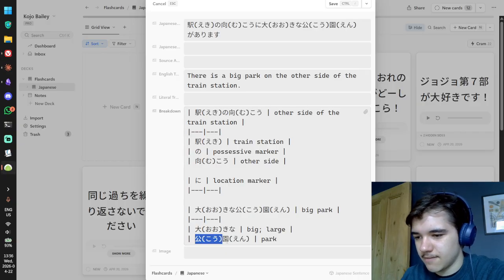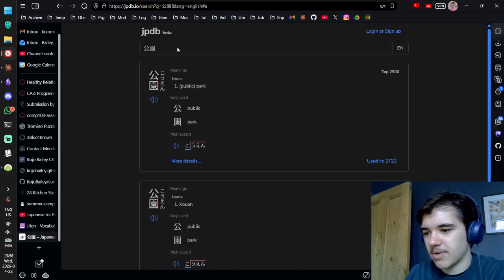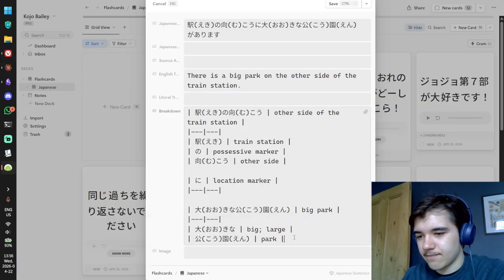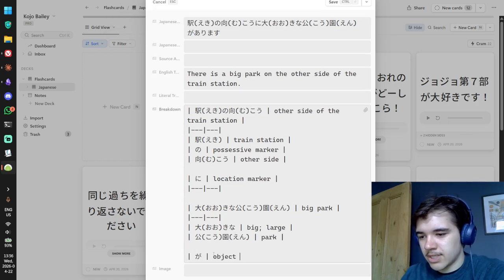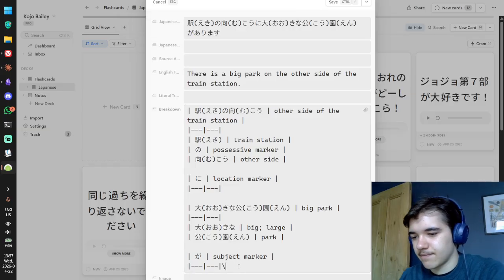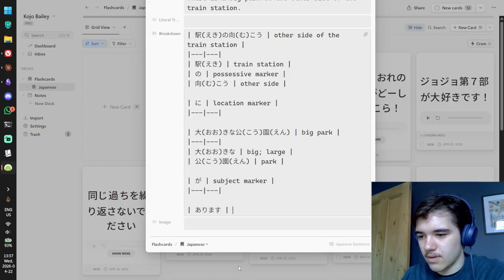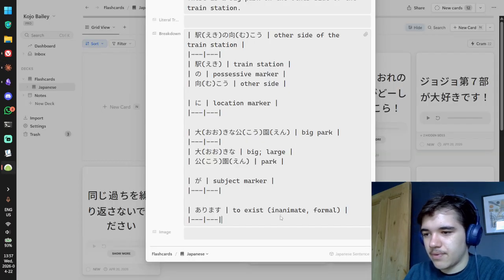Koen is park, but what kind of park? Public park. Okay. Yep. And then ga is our whoopsie daisy, subject marker. And then arimasu. Yeah, to exist, formal. Okay, to exist, inanimate, formal. Yep.